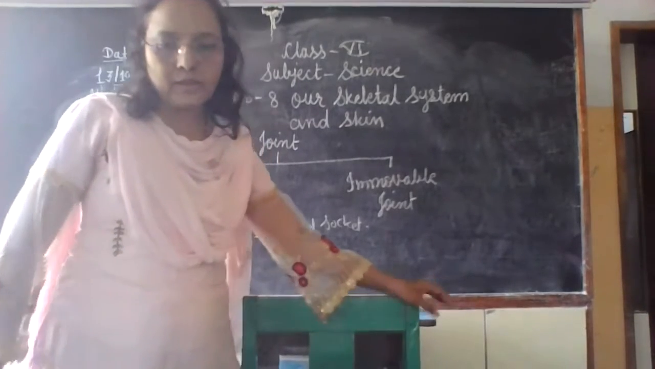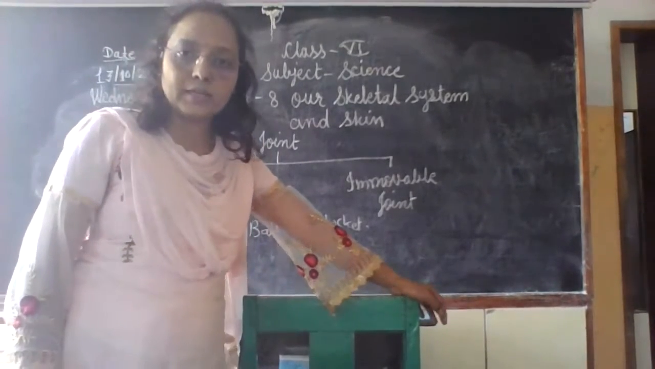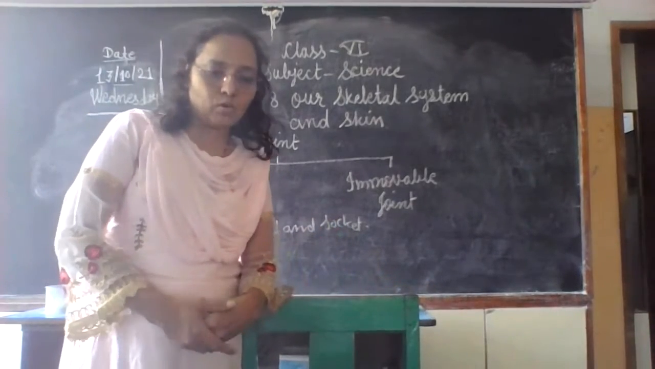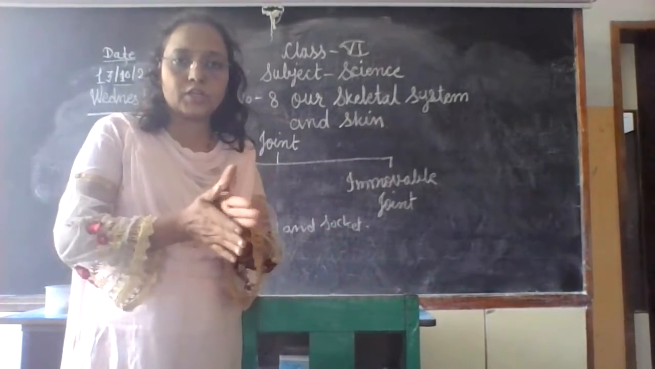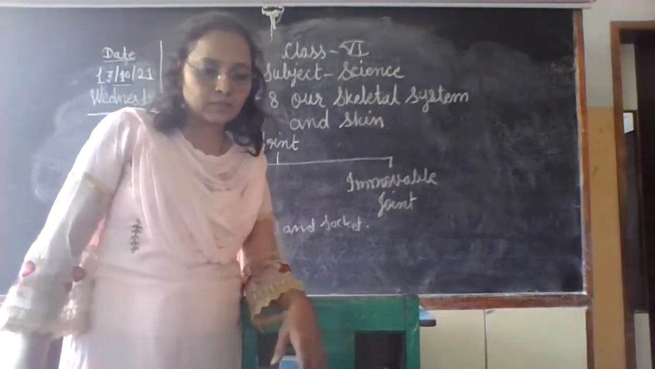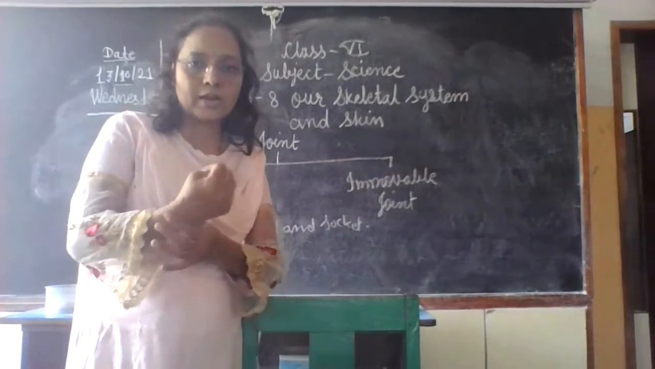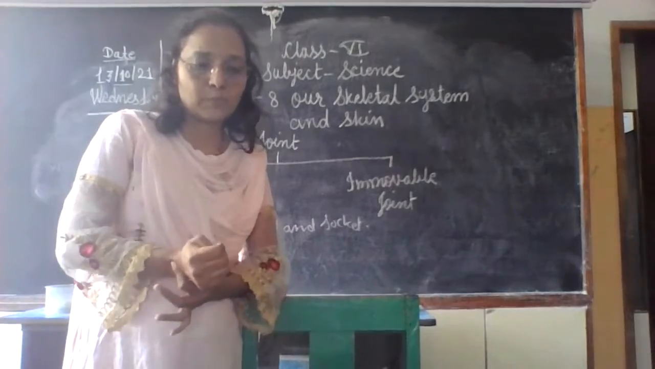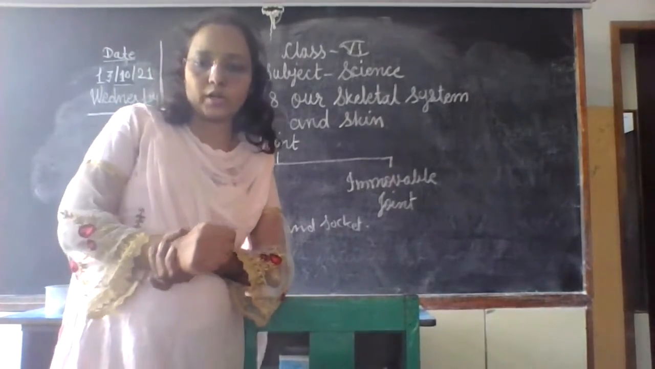Then another joint is a gliding joint. In this type of joint, the bones can only slide over each other, like this. The wrist bone and the ankle bone come under gliding joints.